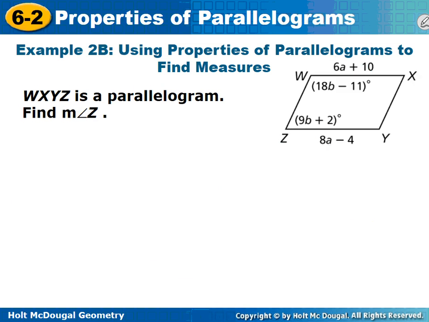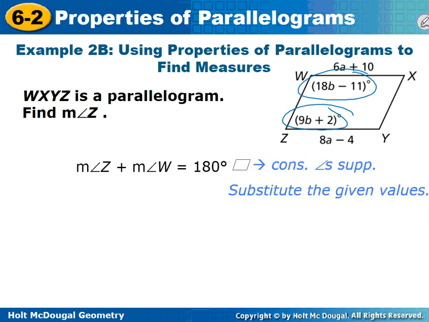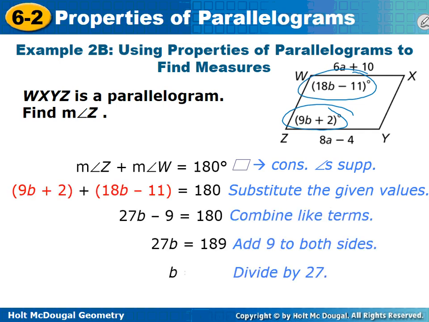Okay. Next one, what property did you use to find angle Z? Okay, consecutive angles are supplementary. So you took these two angles and what did you do with them? Added them and set them equal to 180. So if you did that, what did you get for the value of B? For B, 7, and then plugging it back in, what did you get for angle Z? 65. So B is 7, the angle is 65 degrees. Questions on this one?